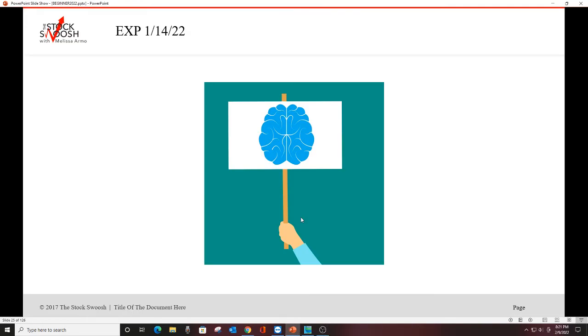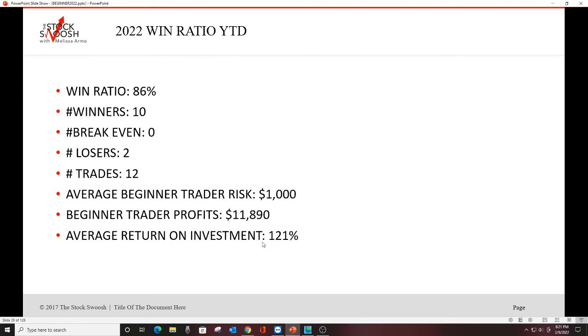This is everything expiring this Friday the 14th. So there were 10 winners, 0 break evens, 2 losers, and 12 trades. The average beginner risk here I'm using, again, you can risk less, you can risk more, is 1,000 though for this. Average return on investment, 121%. And again, 86% win ratio with profits of 11,890.